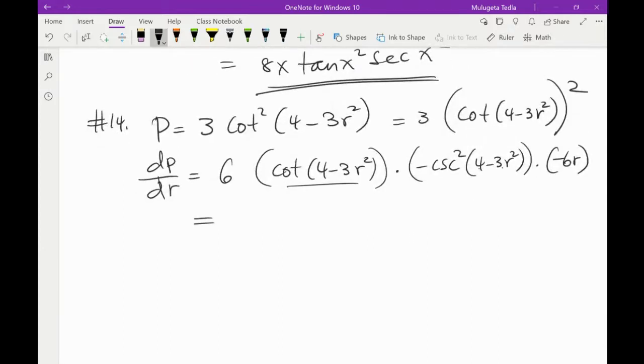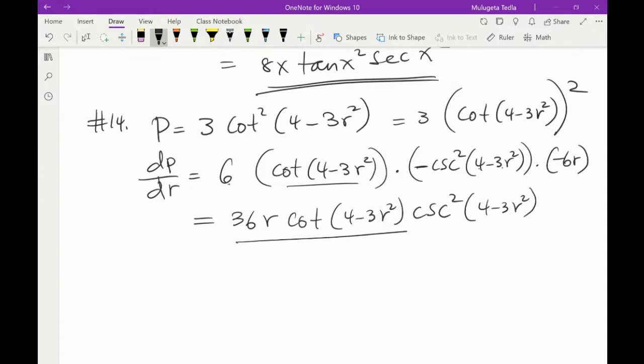So you can bring the multipliers. Negative 6r times 6 is 36r negative. With this negative, it becomes positive 36r. And cotangent of 4 minus 3r squared, and cosecant squared of 4 minus 3r squared. Okay.